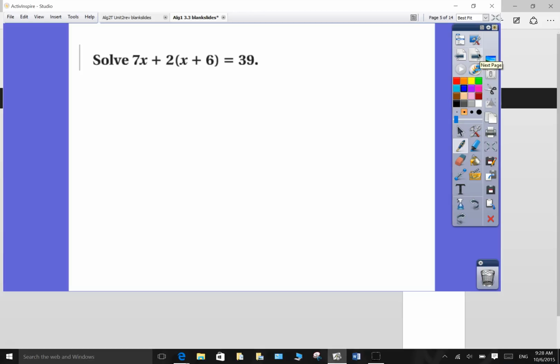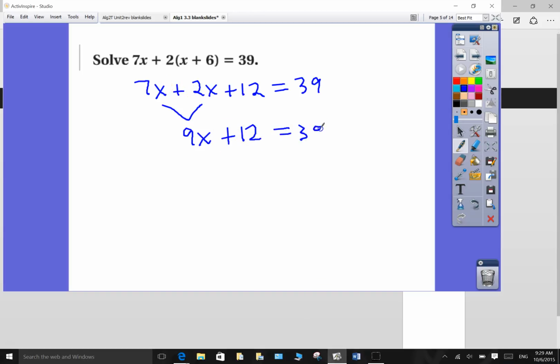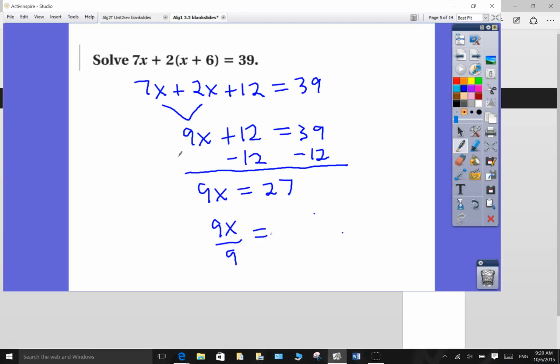This problem is one step more complicated because we actually have a distributive property to do as a first step. So we'll do that. Don't forget to multiply both terms in parentheses by the coefficient 2. Combine like terms. And so it took us 2 steps to get down to a 2-step equation. So this is going to be a total of 4 steps. And last 2 steps to isolate the variable, subtract 12 from both sides. 9x equals 27. Divide by 9. So x equals 3.